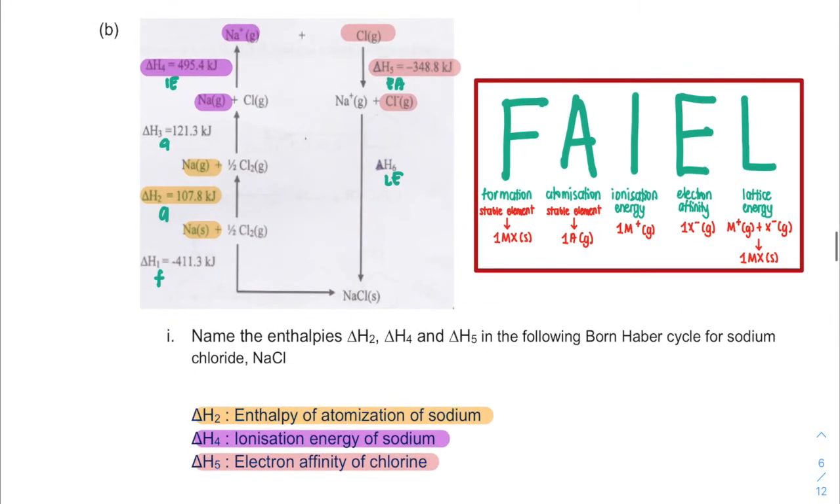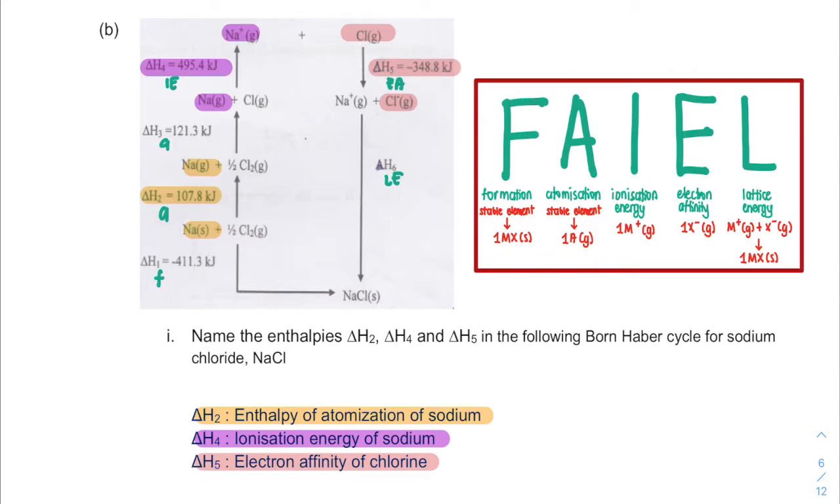the H2, H4, H5. H2, we have already seen. The difference is the atomization of our sodium. So this is the solution. H4 is this one. The difference is from our sodium gas to sodium plus gas, the ionization energy of sodium. Last but not least is H5. The difference is between chlorine gas becoming Cl minus gas. So that is the electron affinity of chlorine.